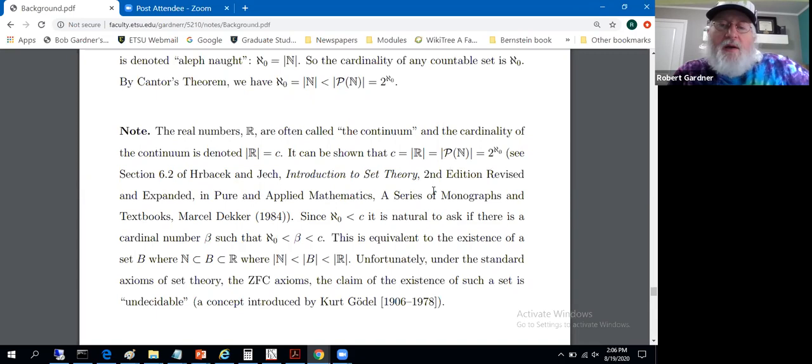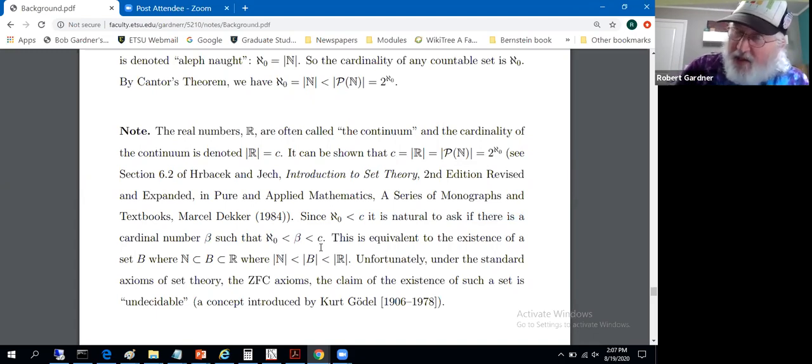So we know aleph naught is less than the cardinality of the continuum. We know the cardinality of the continuum is the same as 2 to the aleph naught. Is there something in between? I say it's natural to ask if there's a cardinal number, beta, that's bigger than aleph naught and less than the cardinality of the continuum.